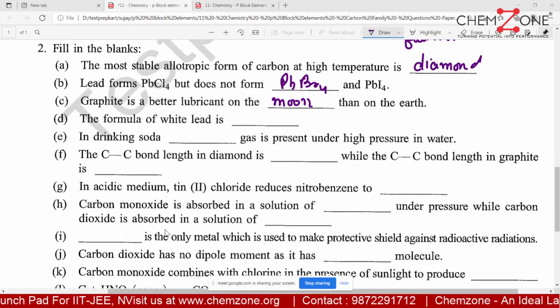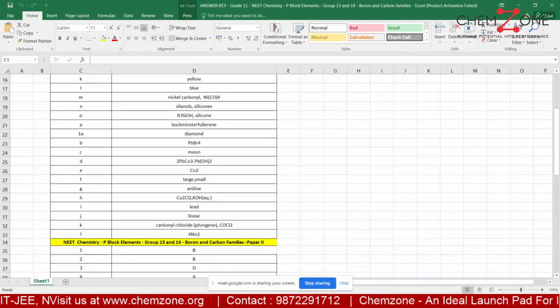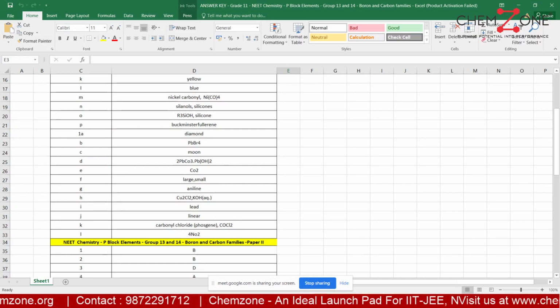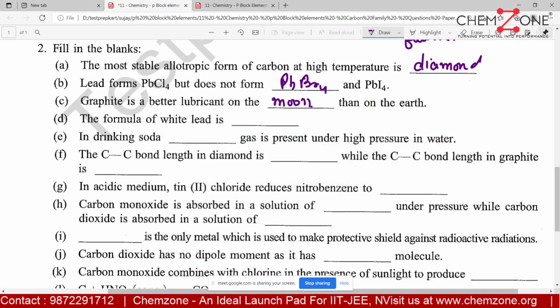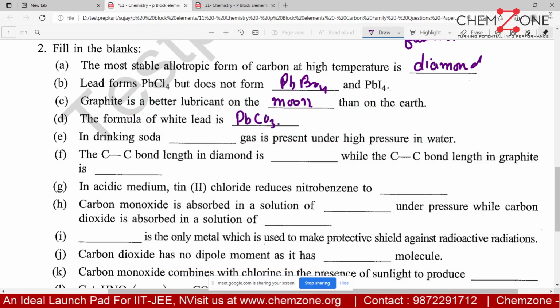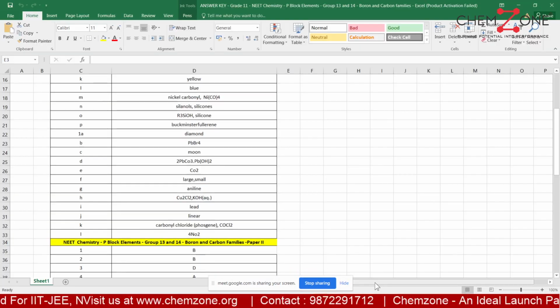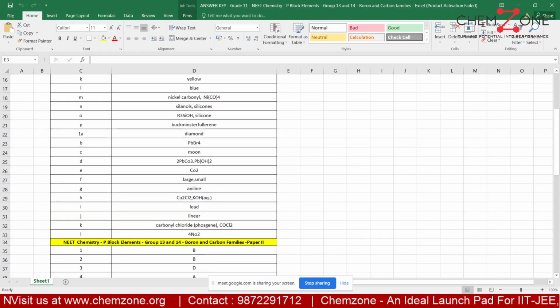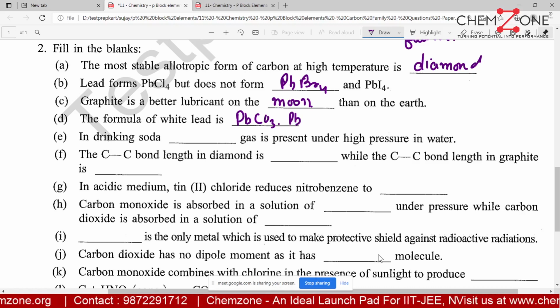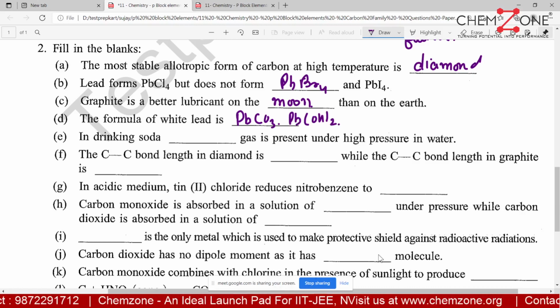The formula of white lead is, write down, PbCO3.Pb(OH)2. Pb(OH)2. This is called white lead.